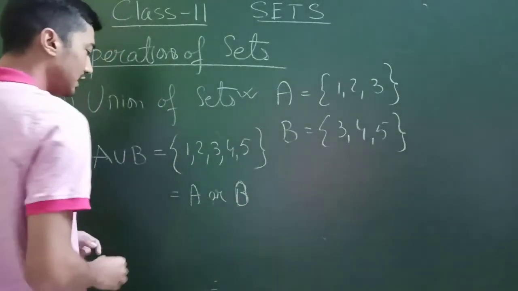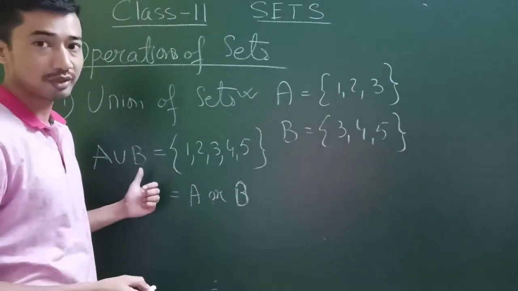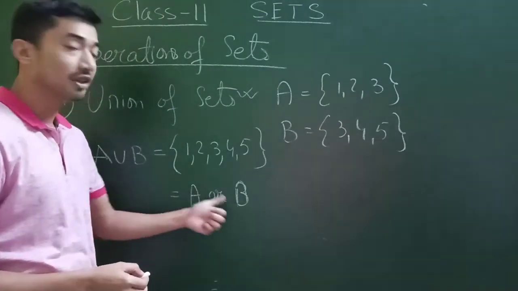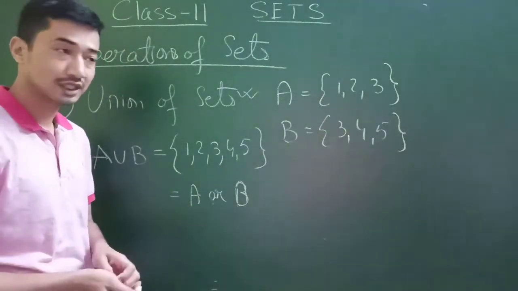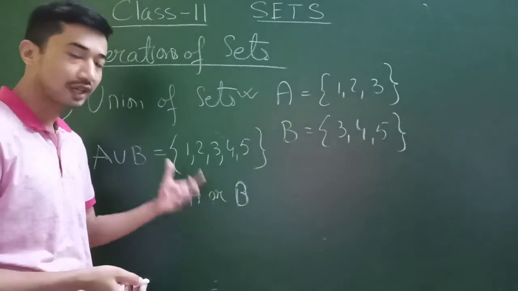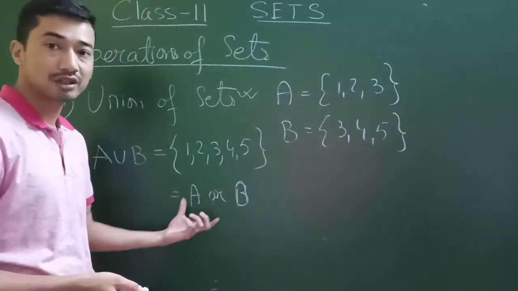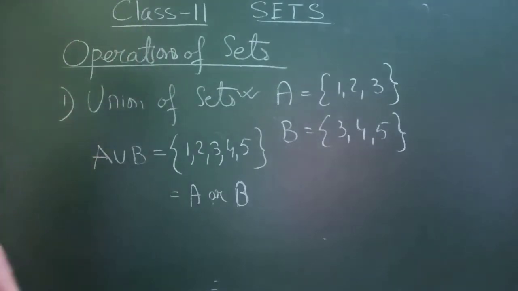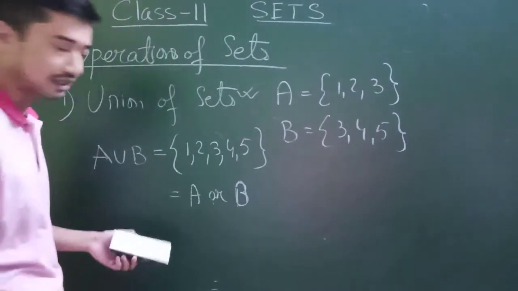That is also represented as A or B. That means the elements in the set that you get after combining A and B will be either in A or in B, or in both sometimes. That's why we use the word or: either in A or in B or in both. So that's simple. Union of sets, simple as that. Combine the sets. I think that's clear, right?